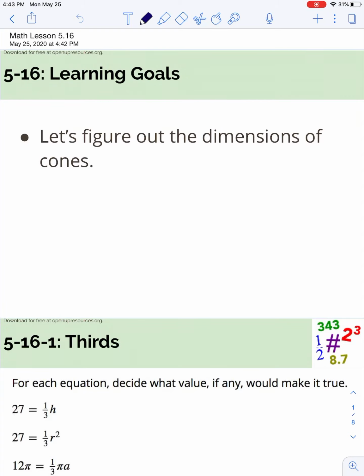Okay, so just quick review. Dimensions of cones are going to want us to do volume. So volume of a cone is 1/3 pi r squared times h.